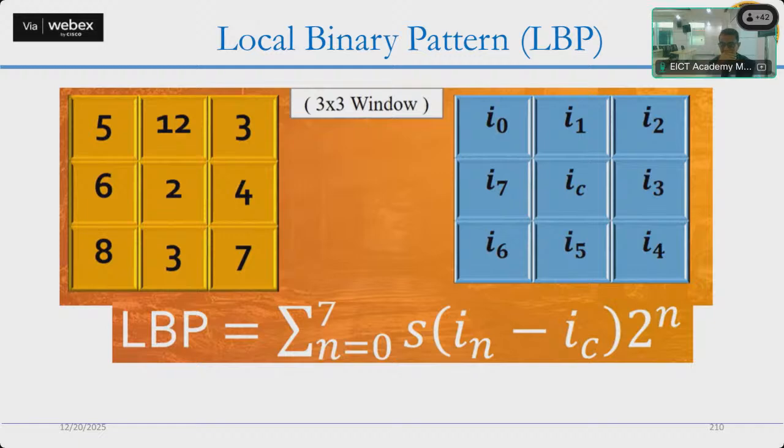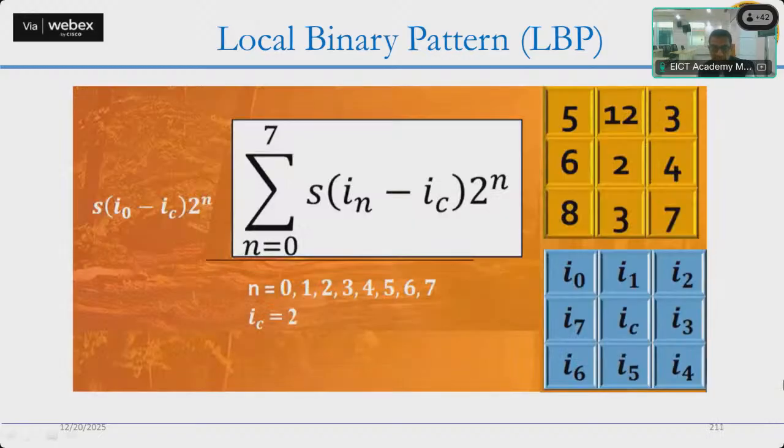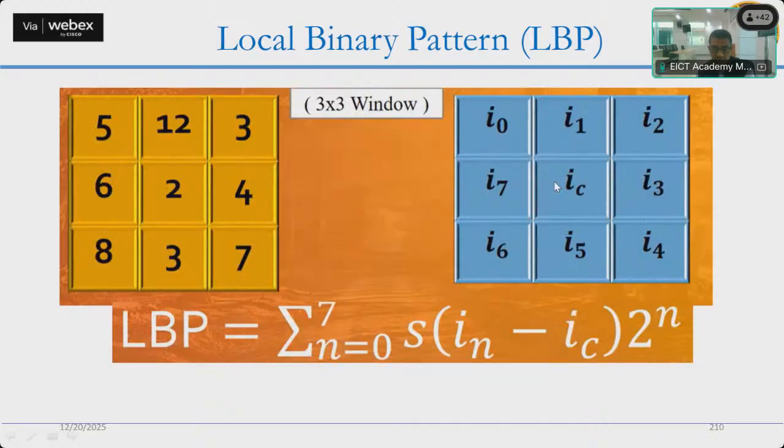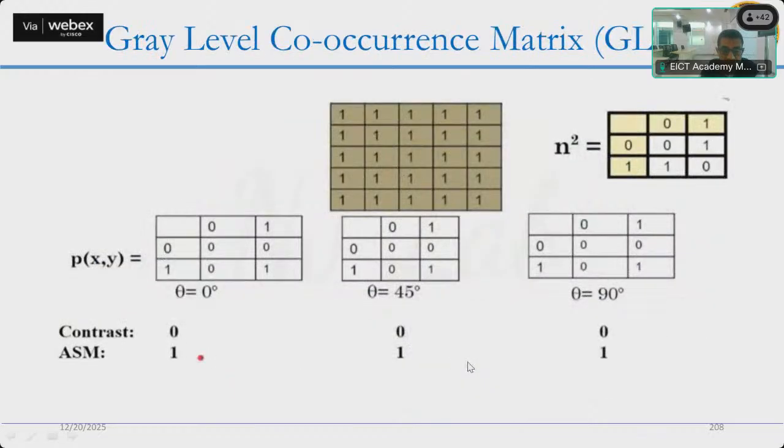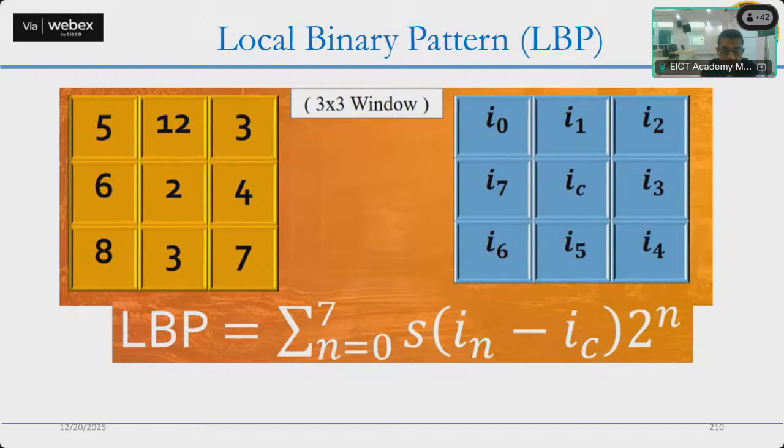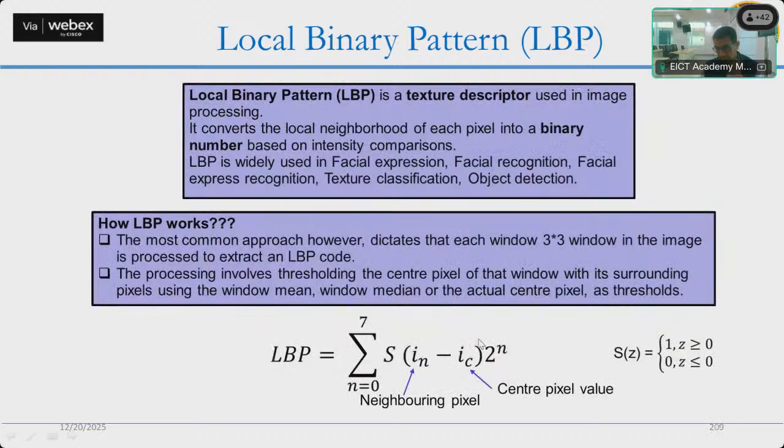We calculate the summation of S(In minus Ic). What is In? In is the neighboring pixel and Ic is the center pixel. What we are saying is that you need to calculate the LBP in this one. The value is given here.